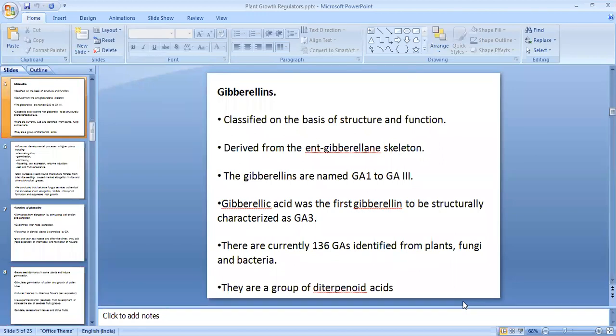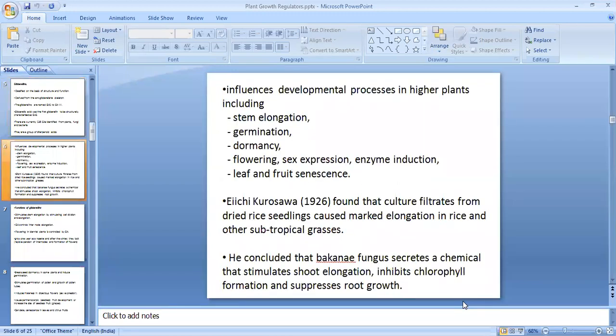And next, when you see the gibberellins, they are the plant growth hormones derived from the ent-gibberellane skeleton. And there are GA1, GA2, GA3. Out of that, GA3 is considered to be the gibberellic acid, and it was the first structurally characterized hormone. There are about 136 gibberellic acids isolated till now from plants, fungi, and bacteria. They belong to diterpenoid acids. And these gibberellins influence stem elongation. They are also stimulative in action. They induce germination, help in breaking dormancy, flowering, sex expression, enzyme induction, leaf and fruit senescence.